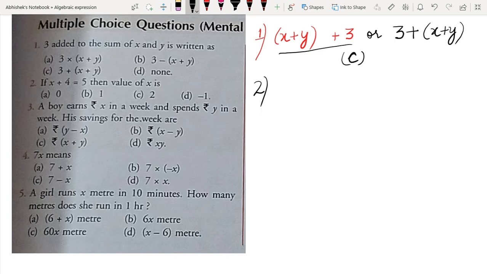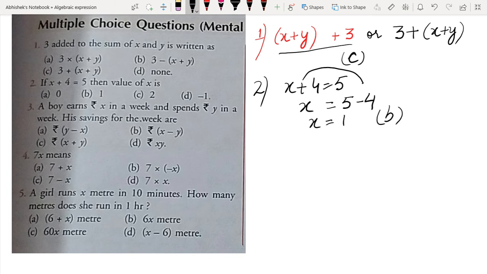Now look at the second question. If x plus 4 is equal to 5, what will be the value of x? This 5 will go from left hand side to right hand side and its sign will change. Plus becomes minus. So the value of x is 1. B option.